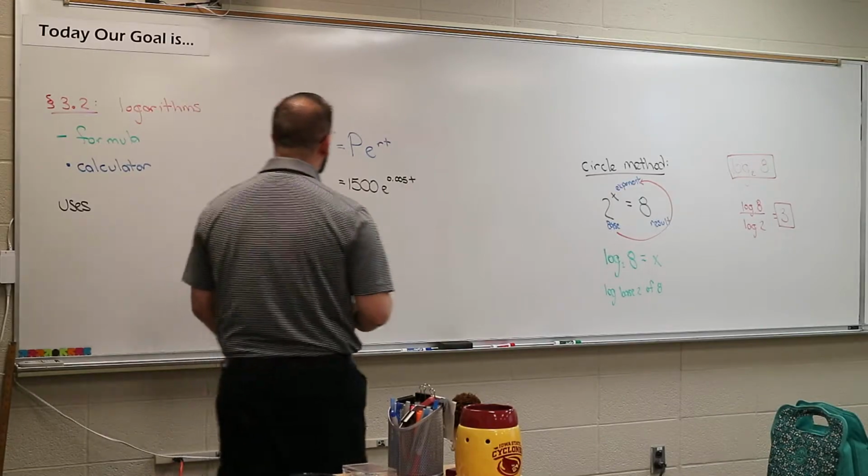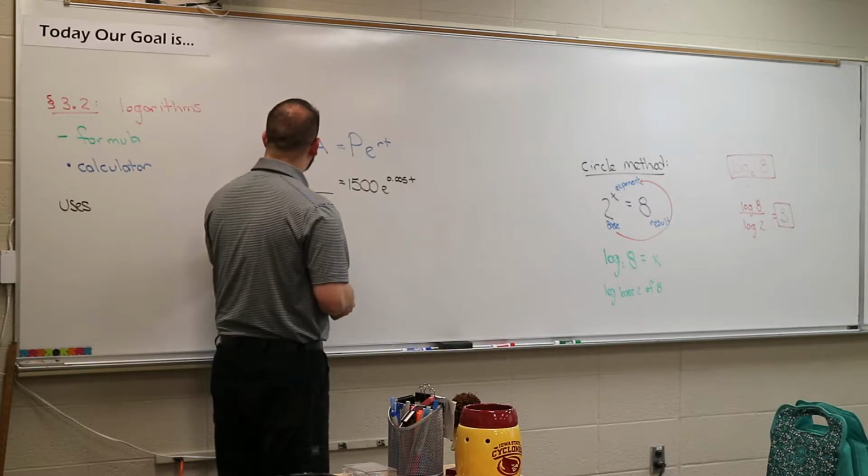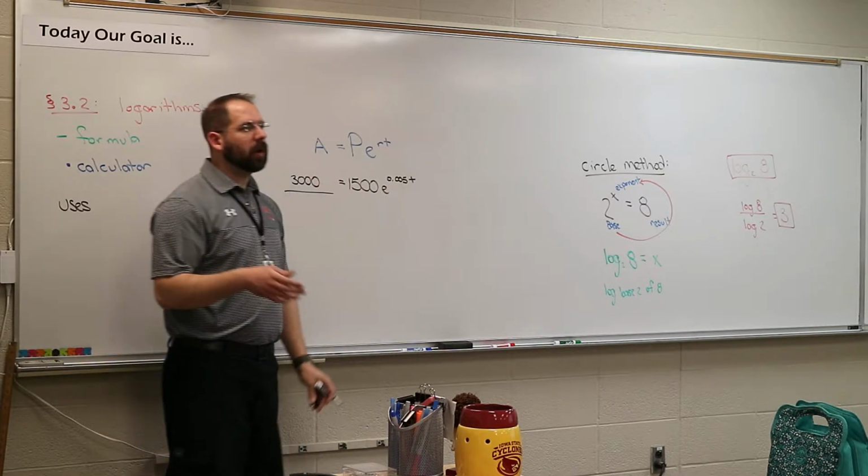Can we do a million? No. Double, 3,000. So let's go 3,000. Okay. Let's just figure out the point where it will actually double.